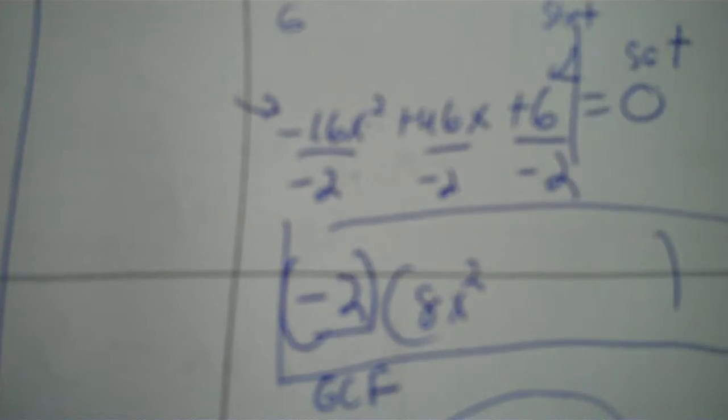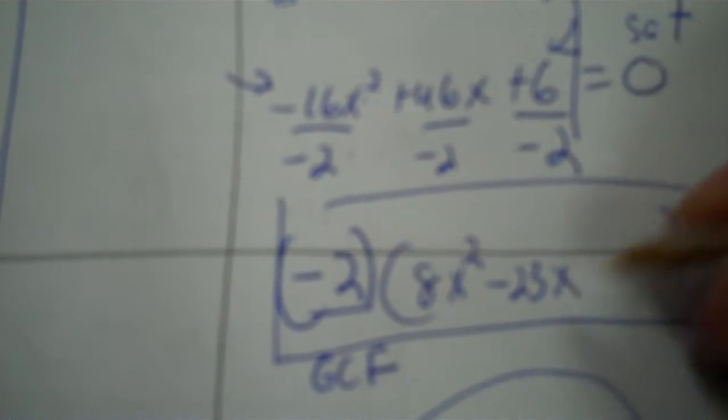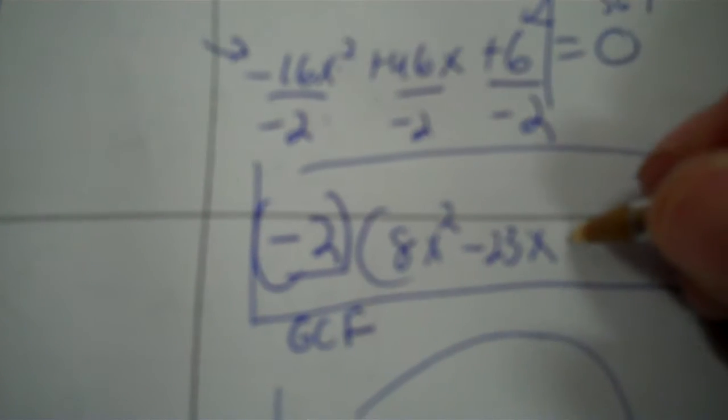Now the x squared isn't being divided, so it will remain x squared, because we're not dividing by x down here. Positive 46 divided by negative 2 is negative 23, x. 6 divided by negative 2 is negative 3. Now, here's what we do after that. You place this negative 2 right here. The GCF is placed right here. Just place it outside if you have a GCF.